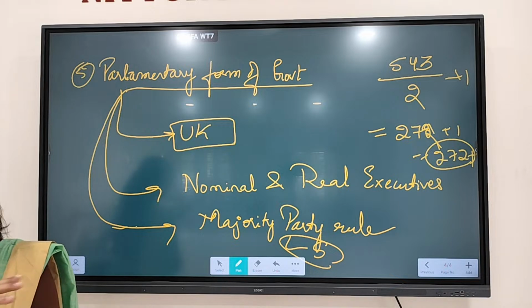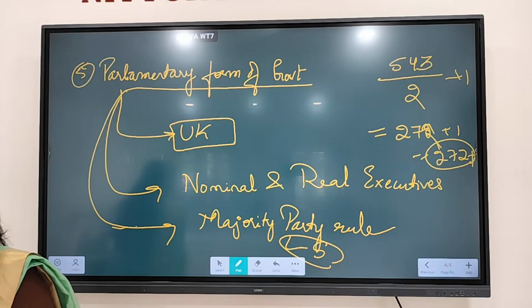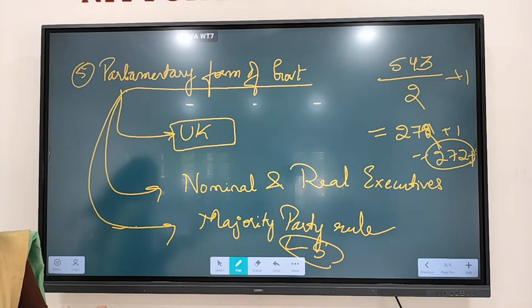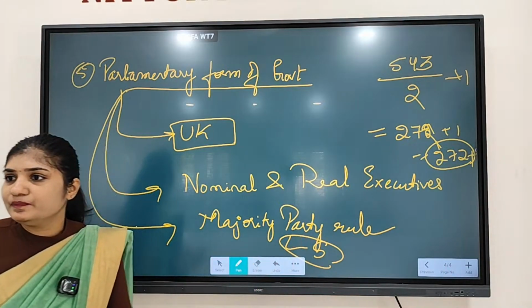If they do not win enough seats, they can form the alliance. They can form the coalition with the other political party, and together with another political party they can form the government. Understood? That is what is called majority party rule.